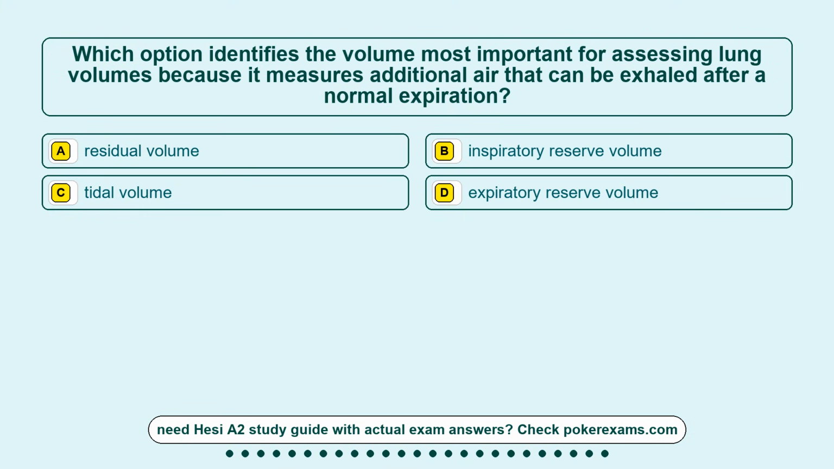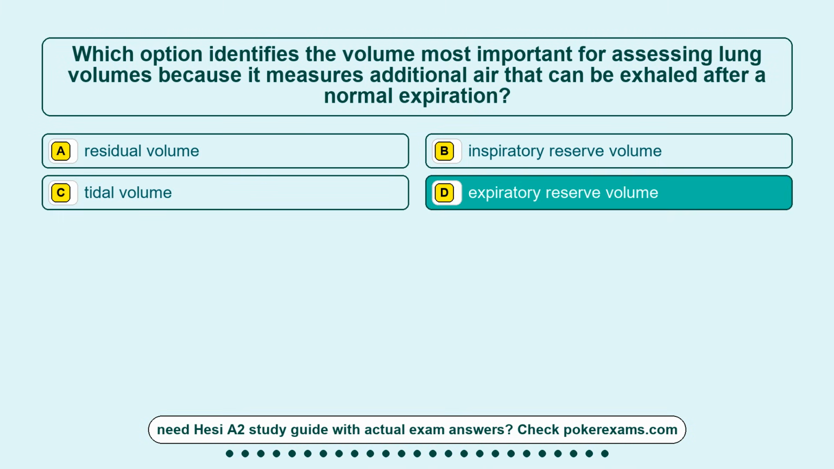Question 5. Which option identifies the volume most important for assessing lung volumes because it measures additional air that can be exhaled after a normal expiration? Option A, residual volume. Option B, inspiratory reserve volume. Option C, tidal volume. Option D, expiratory reserve volume. The correct answer is option D, expiratory reserve volume.